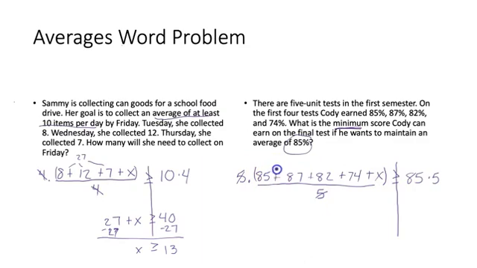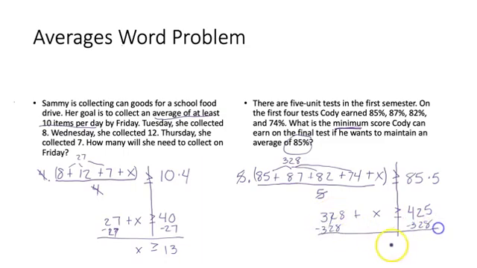So if I take 85 and 87 and 82 and 74, and I add all those together, that's 328. So when I rewrite this, I'm going to say that's 328 plus whatever I need on the last test is greater than or equal to... what is 85 times 5? 85 times 5 is 425. So 425, I'm going to go ahead and subtract the 328 from both sides.